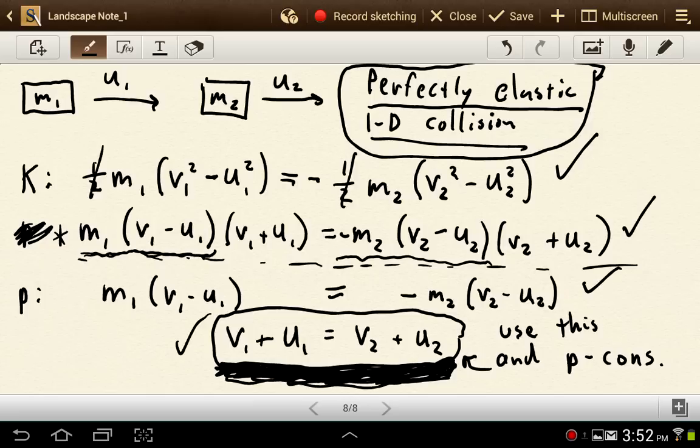Even better, for any given problem, do a version of the derivation that's specific to that problem. For example, if you know that one of the objects is stationary initially, like u2 equals 0, then do a version of the derivation that includes that fact. So what I want to do is pose a problem for you here and then work it, and that'll be the next video. I'll show you an example of how I would use this.